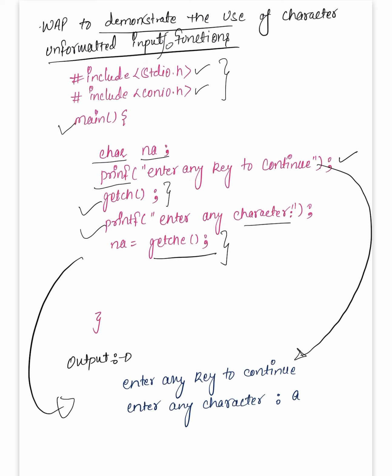When you enter any key, that key will not be shown on the output screen, but actually you already pressed it, because we use the getch function. That is why the typed character will not be shown on the output screen. After that, the next printf function shows the typed character on the screen. So there is a difference between getch and getche functions.